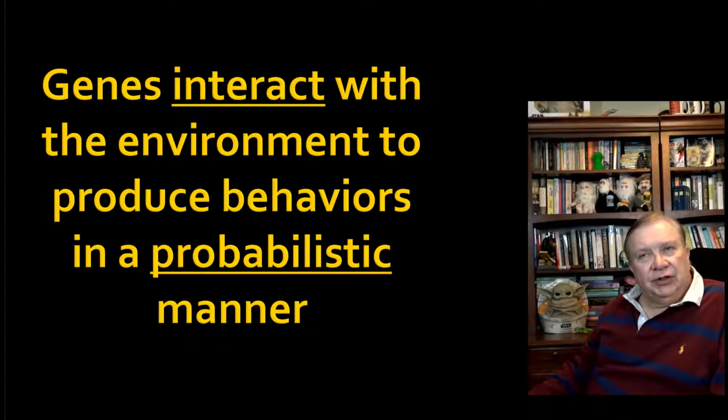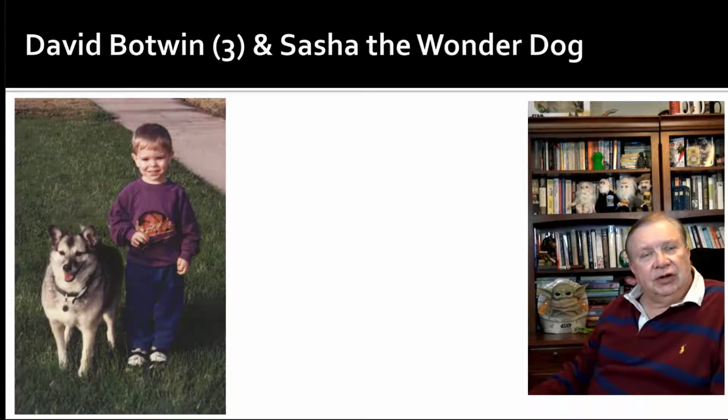Let me give you another example of the probabilistic nature of genes. Here's one of my favorite pictures of my son David, who's now a grown man, and my dog Sasha, who was my first dog that I owned as an adult. I had her through many parts of my life. She got me through grad school.